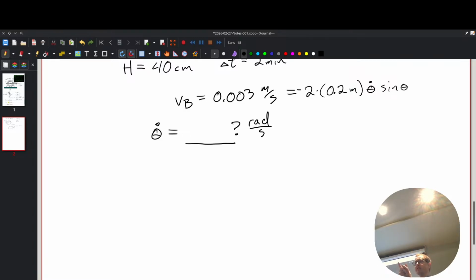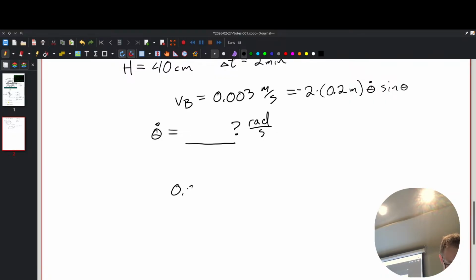Did anyone come up with a number? Yeah. Well, angular velocity depends on theta. But it's constant. We just want a constant. No, I like it. Yeah, I agree. It depends on theta.